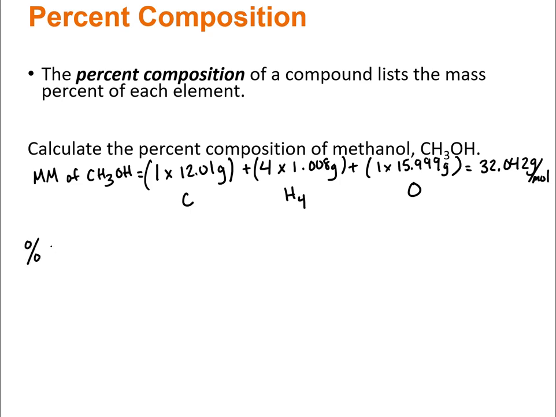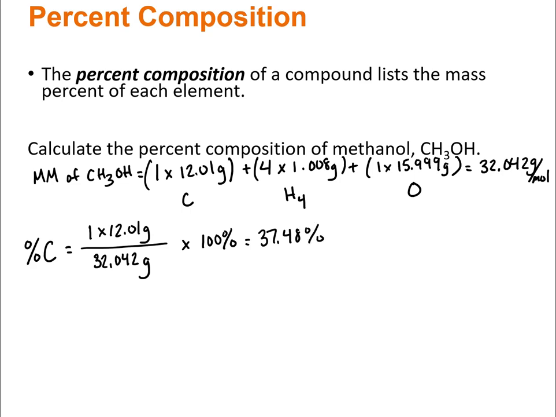To figure out the percentage of carbon, it's a part over a whole. So what part of methanol is carbon? Well, we figured out that there's one atom of carbon in methanol. So we take that one, multiply by the molar mass of carbon, divided by the molar mass of the whole molecule. And then we multiply by 100%. What I want you to try to do is figure out the percent hydrogen and the percent oxygen.